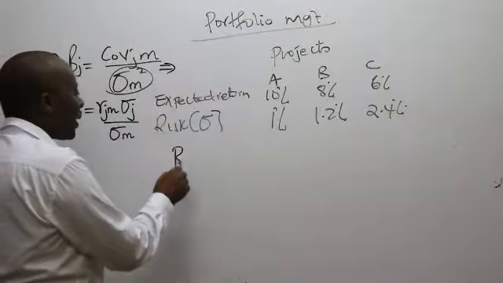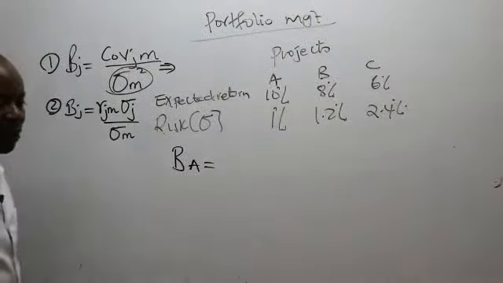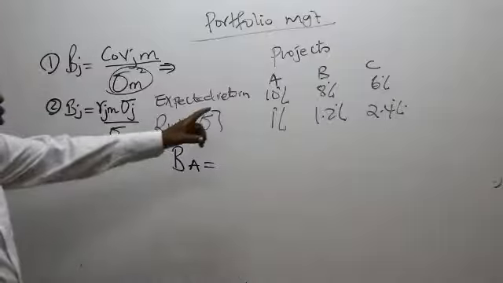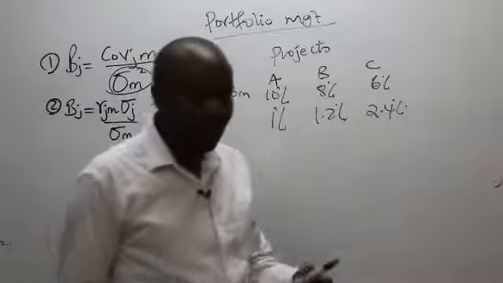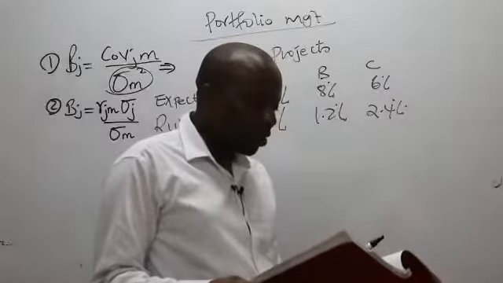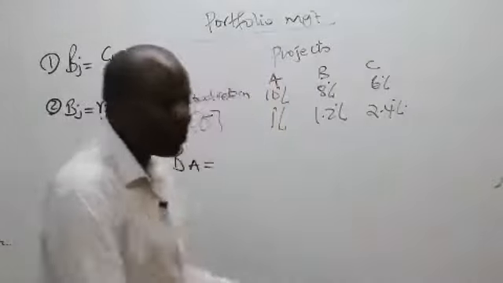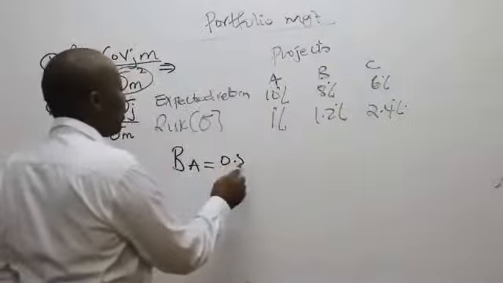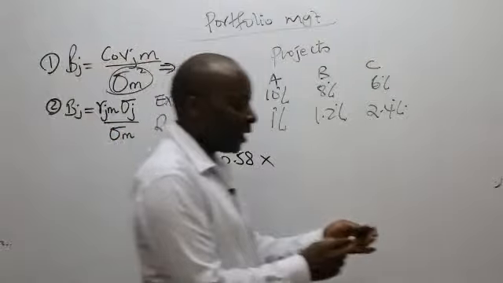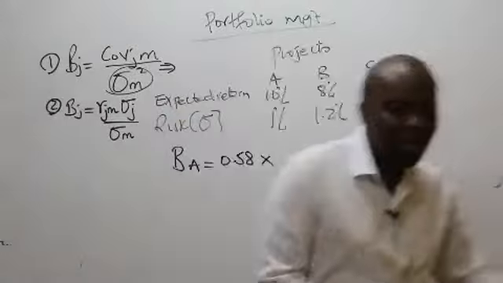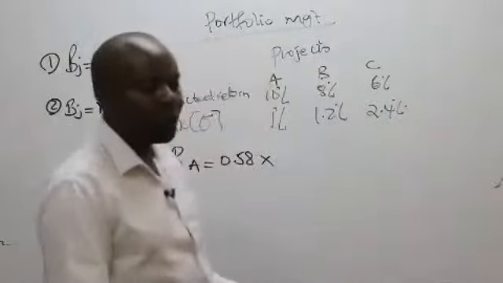So, beta factor of A. What we are doing is taking the correlation coefficient of A, from the question that I've just rubbed off. The correlation coefficient is 0.58. So 0.58 times the standard deviation of the project. Do we have the standard deviation of project A?